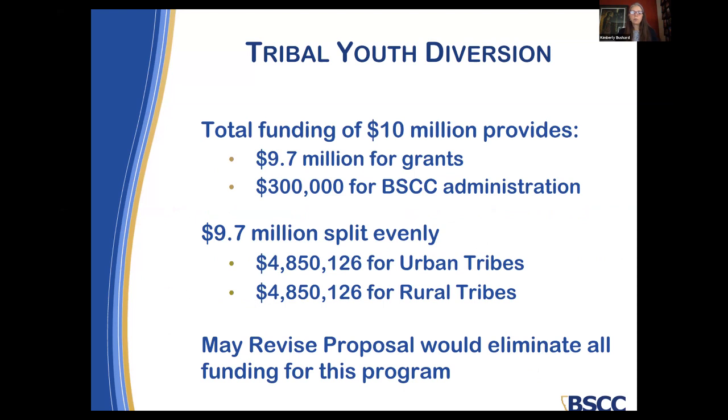Okay, when we look at the available funding for this grant, what was included in last year's Budget Act was a total of $10 million, and that provides $9.7 million for grants, and then also $300,000 for our BSCC administrative costs. So when we look more closely at the $9.7 million that's for funding new grants, you can see there that the split between urban and rural tribes gives about 4.8 million to each of those two categories. And then just a note at the bottom of the slide there that the May revised proposal would eliminate all funding for this program.